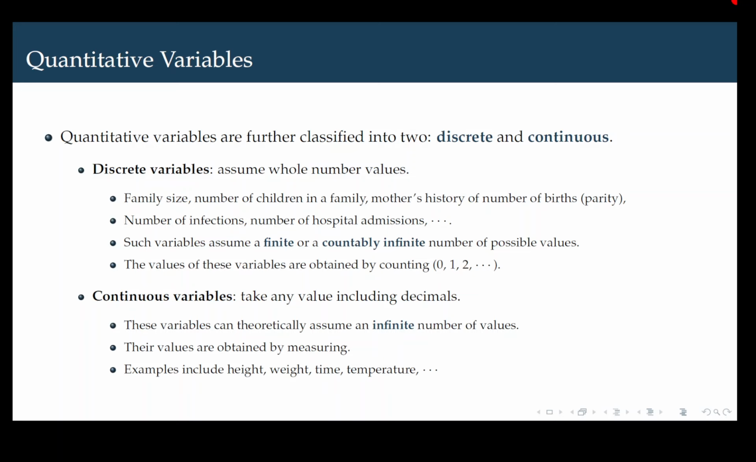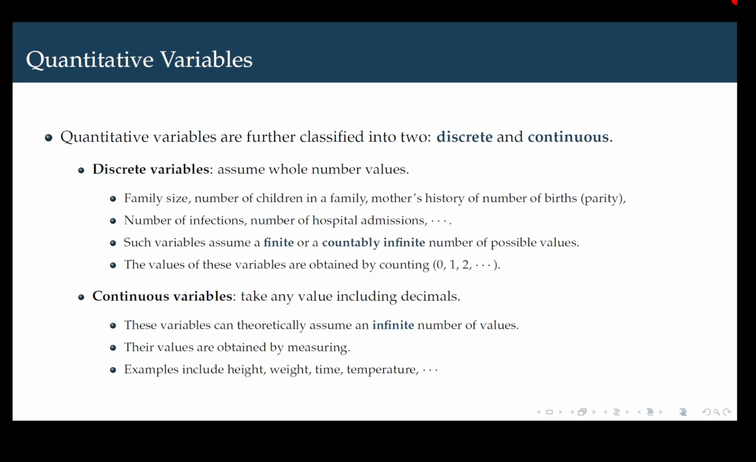Therefore, the values of these variables are obtained by counting, like 0, 1, 2, 3, and so on. And in general, these discrete variables may assume a finite number of values, or they may assume a countably infinite number of values. Even if they assume an infinite number of values, their values are countable. As long as the values are countable, those quantitative variables are called discrete variables.